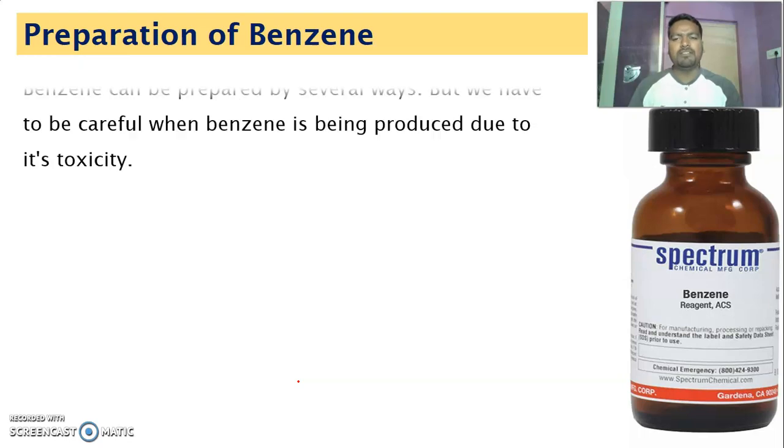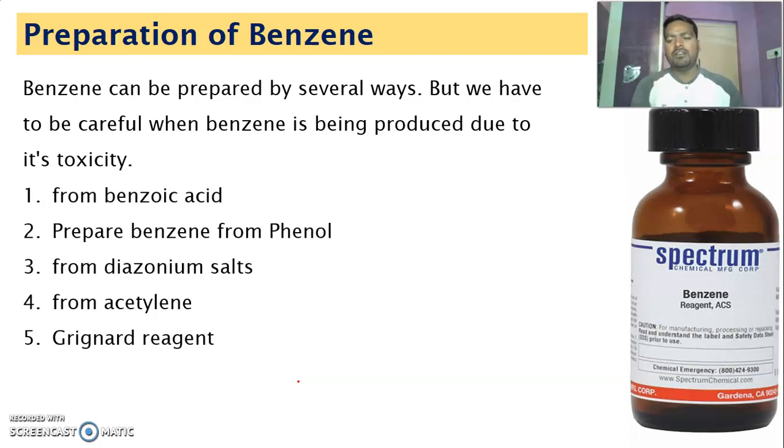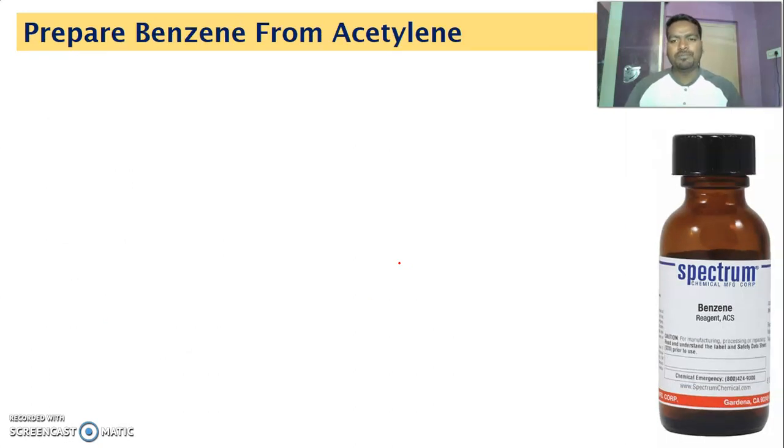Next, preparation of benzene. Because of its uses, we are going to prepare benzene in the laboratory. We can prepare benzene by 5 methods. The first one is from benzoic acid. We can prepare benzene from phenol, from diazonium salt, and also from acetylene and Grignard reagent. Let us see one by one.